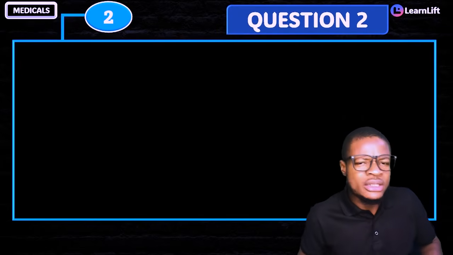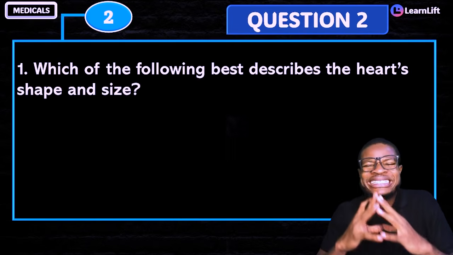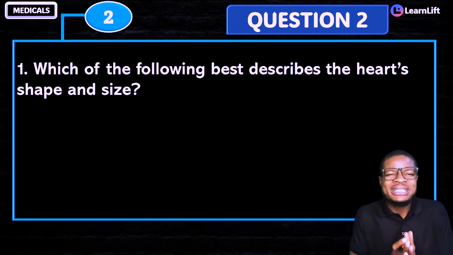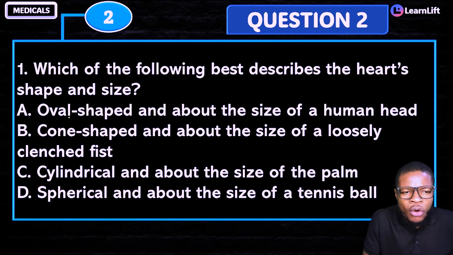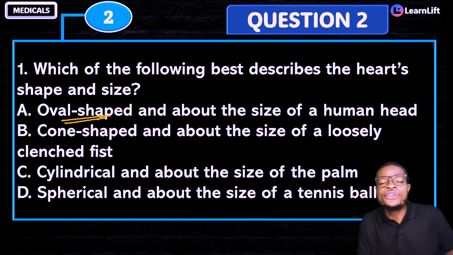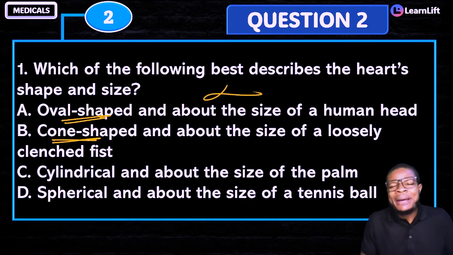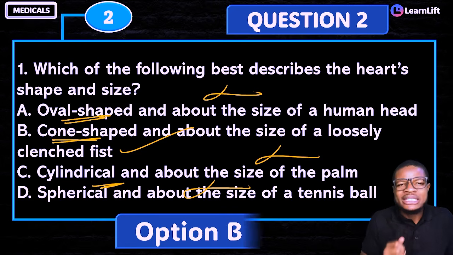I'd like you to understand this. Look at this powerful question that was asked. The question says, which of the following best describes the heart shape and size? What we are describing is the shape of the heart as well as the size of the heart. Option A says it is oval shaped and about the size of a human head. Wrong. Option B, it is cone shaped and about the size of a loosely clenched fist. Correct. Option C, cylindrical and about the size of the palm. No, it is spherical and about the size of a tennis ball. What is the answer? Option B is the correct answer.